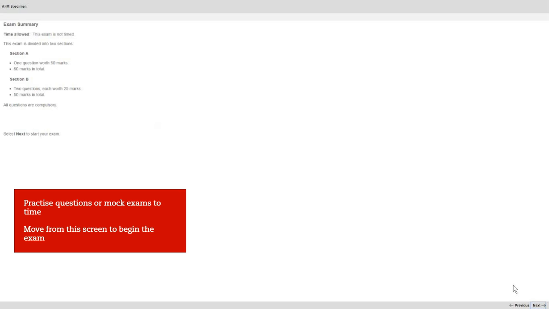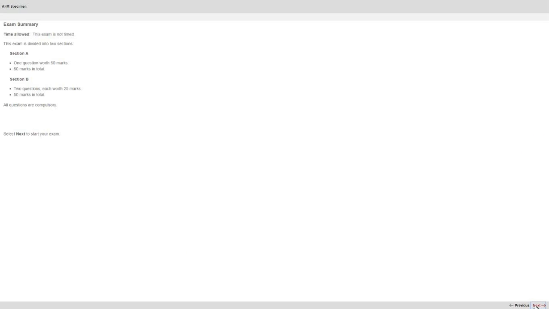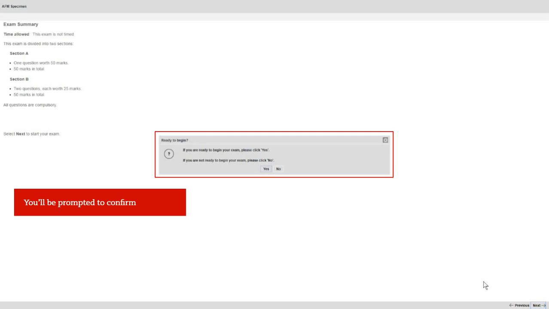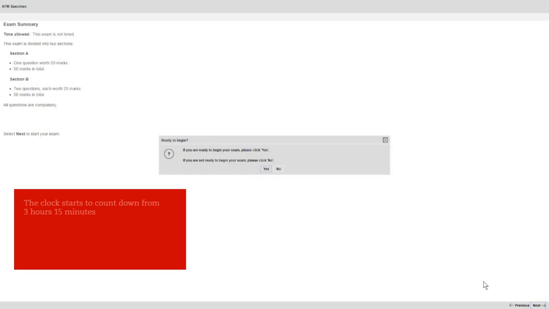You'll move on from this screen to begin the exam. So, if you select Next now, you'll be prompted to confirm that you want to start. From the moment you select Yes, the clock starts to count down from 3 hours and 15 minutes. Compose yourself. If you're happy to start before the 10 minutes are up, then just go for it. Take a deep breath and begin.